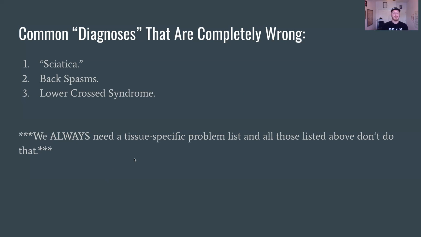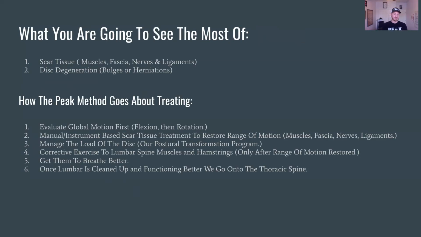We always need a tissue-specific problem list, and all those listed above don't do that. Be better. Think critically. Know exactly where the problem is, what it is, so you can go in and fix it. So what are you going to see most of? Definitely scar tissue in the muscles, the fascia, nerves, and the ligaments. I'm going to see a lot of disc degeneration as well, specifically bulges and herniation.